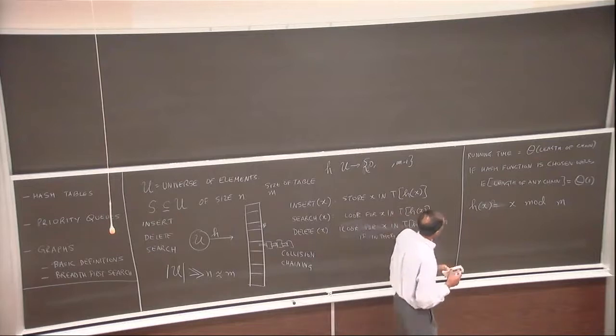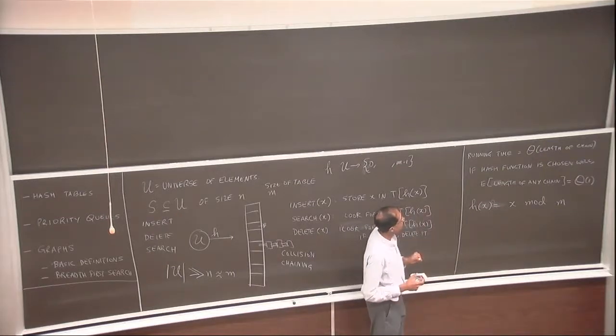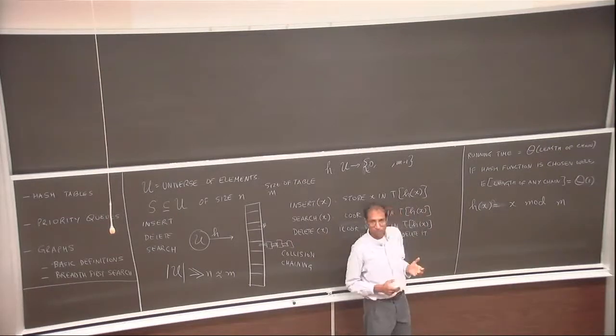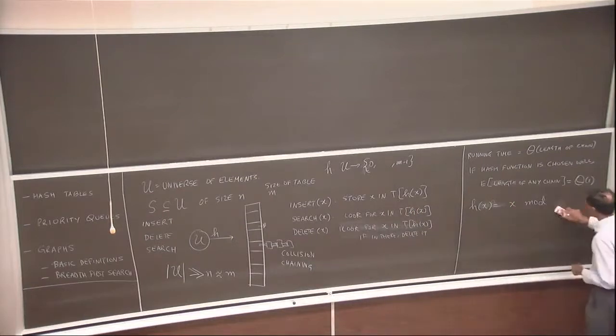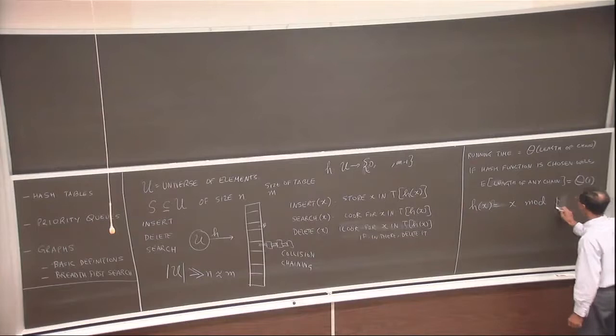Okay. So, for example, what we could do in this case is instead of x mod m, we could choose x mod p, where p is a random prime in a certain range.